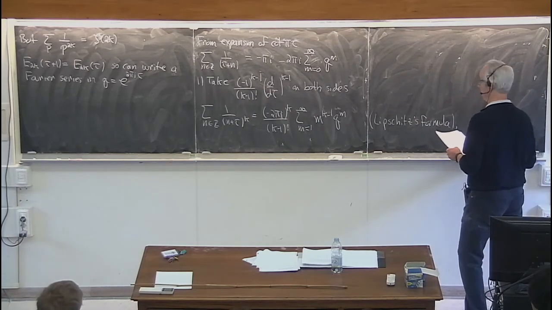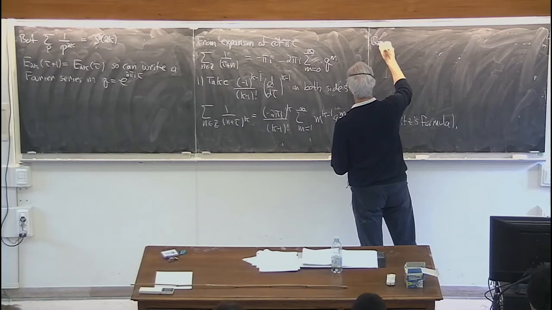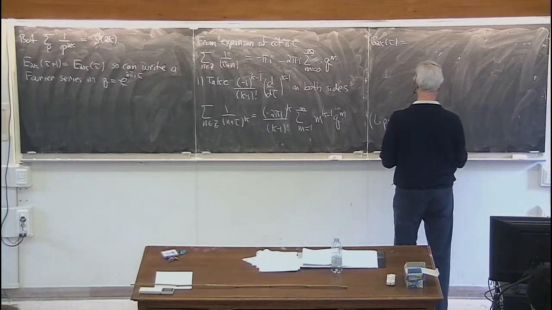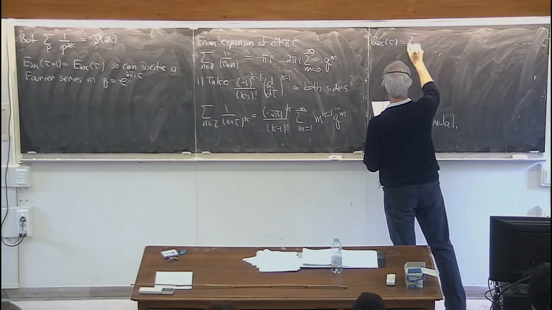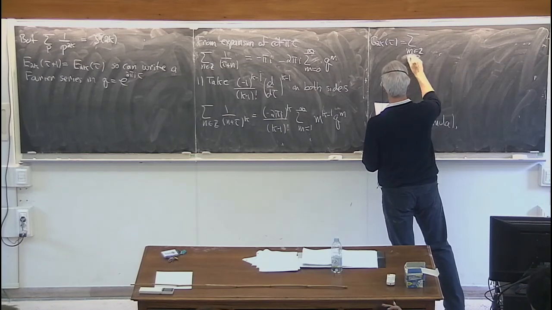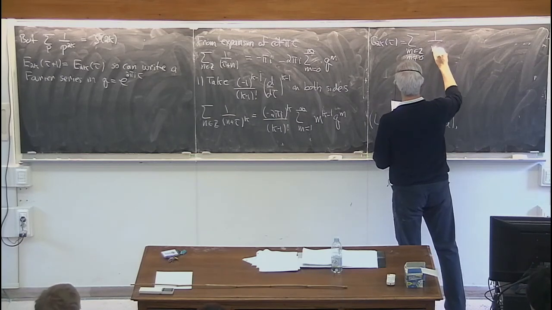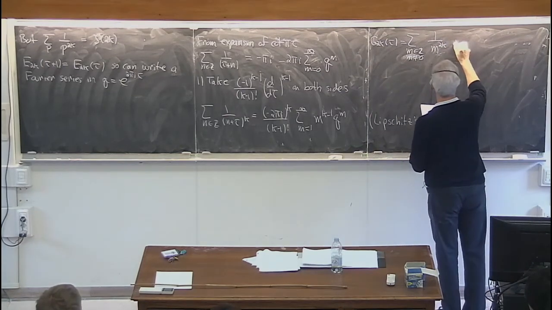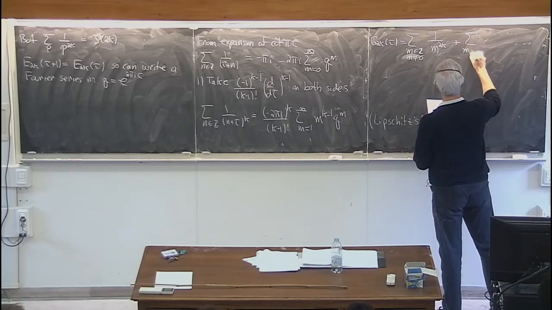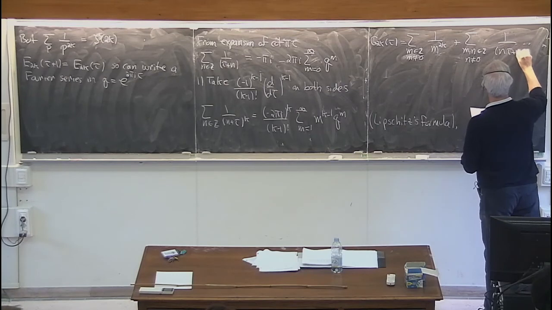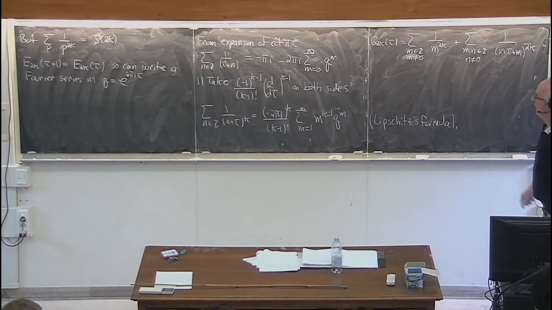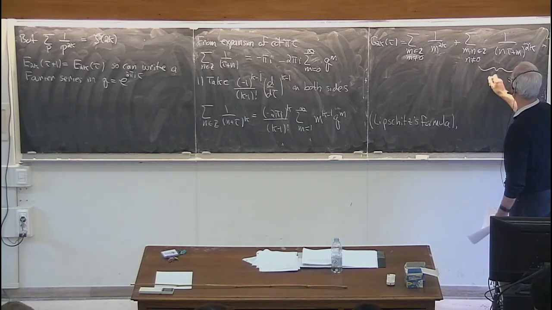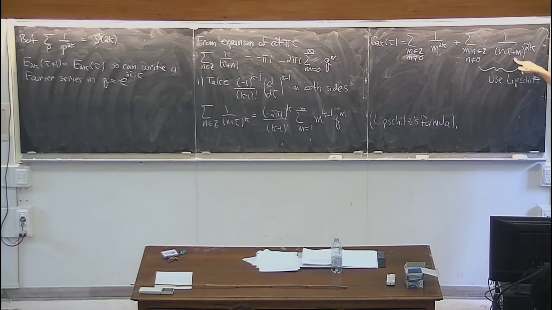And then in G2k of tau, we can write this as the term where n is equal to 0, which just gives us a Riemann zeta function. And then we have all the terms where n is not equal to 0. And then we can use the Lipschitz formula to write the Fourier expansion of this term.